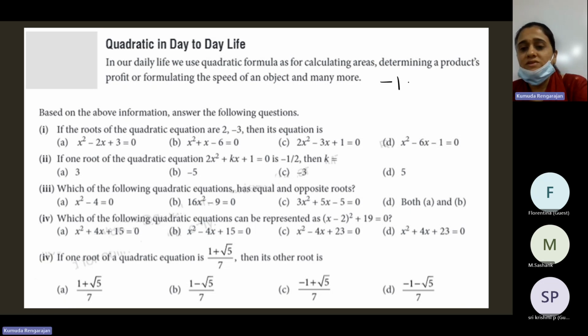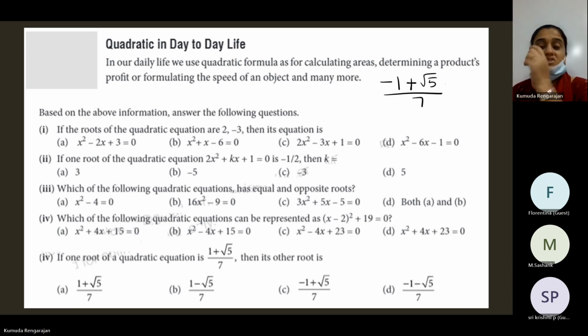If one root is minus 1 minus root 5 by 7, the other root will be this minus root 5 becoming plus root 5. That's all. Only this change you should do. Just change the sign in front of that irrational value.